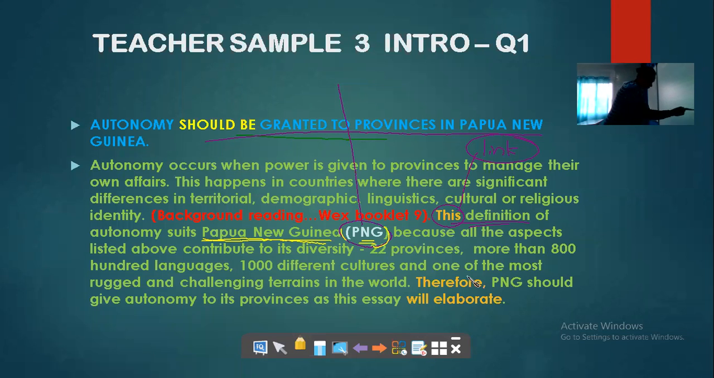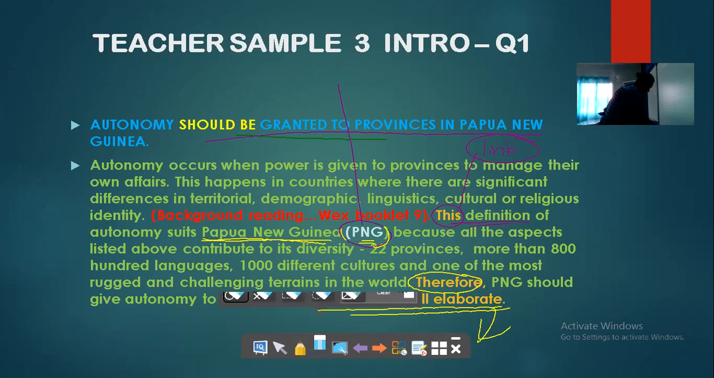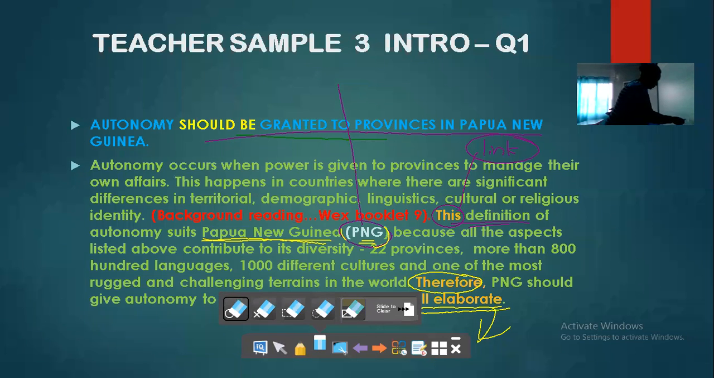And there is another link here. Therefore, Papua New Guinea should give autonomy to its provinces, as this essay will elaborate. Right? So I'm also setting a link to what will happen in the body. All right? So there must be a clear flow of ideas. We need to indicate with transitional signals that they can indicate that. All right?